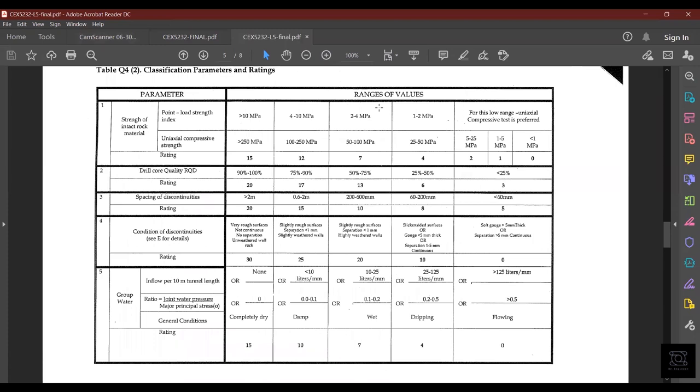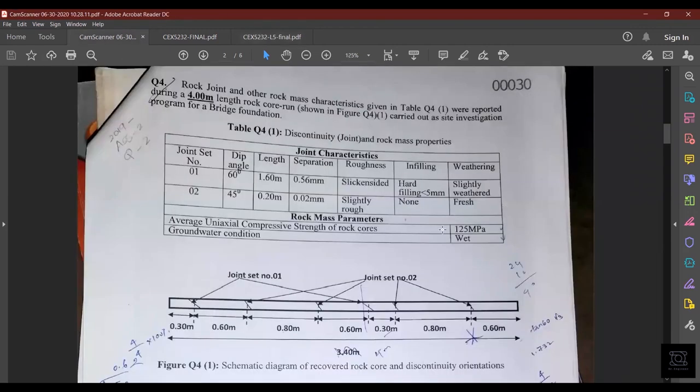So there are five values. That is the RQD, the spacing, the condition of spacing, groundwater table, and the UCS values. For each of these five parameters, we have to obtain the RMR values. But in our question, there's a small change.